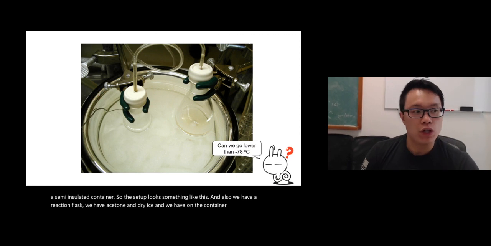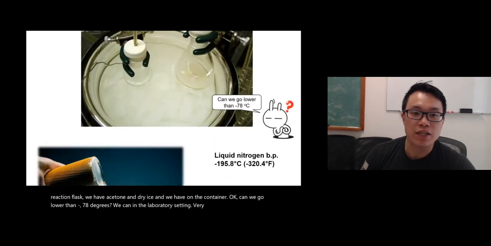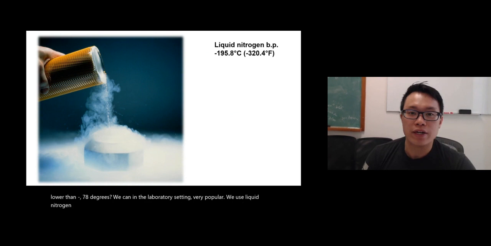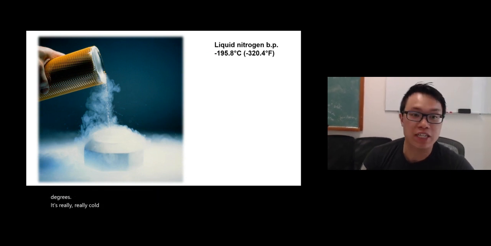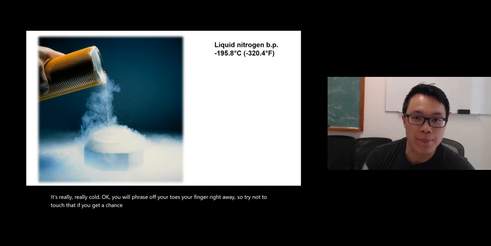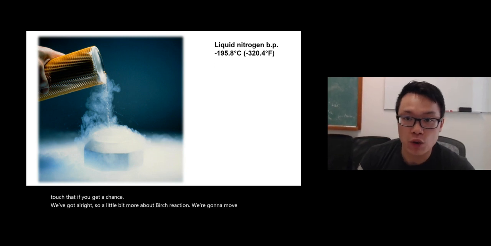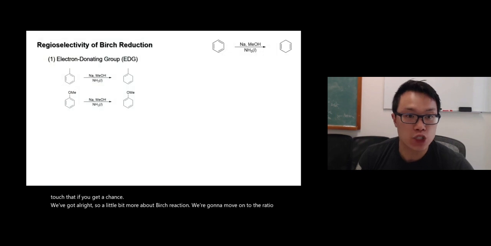Okay, can we go lower than negative 78 degrees? We can. In the laboratory setting, very popular, we use liquid nitrogen, negative 195.8 degrees C. Really, really cold. Okay, you will freeze off your toes, your fingers right away. So try not to touch that if you get a chance. Okay. All right. So a little bit more about the Birch reaction. We're going to move on to the regioselectivity of Birch reduction.